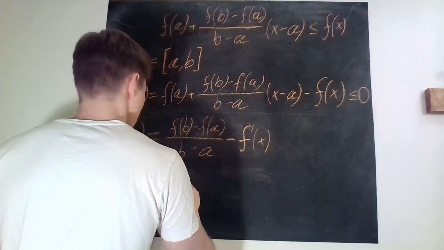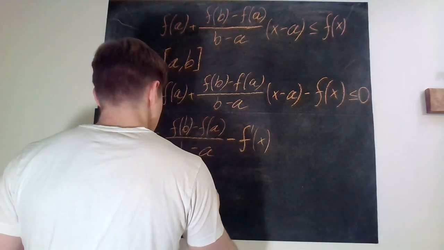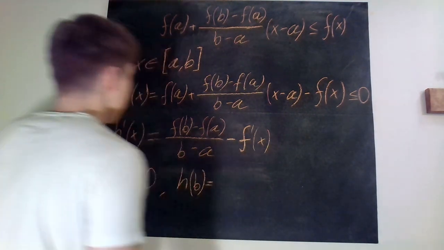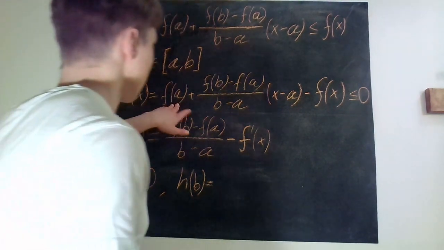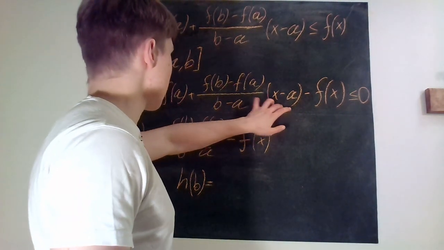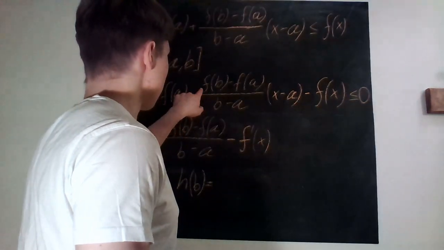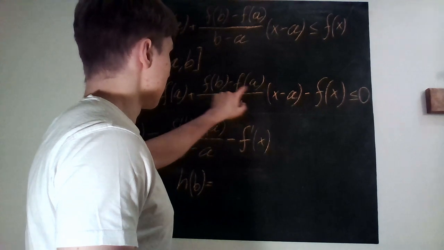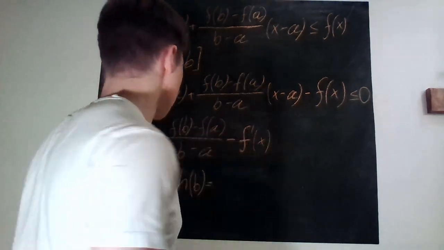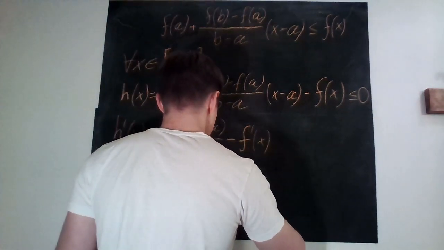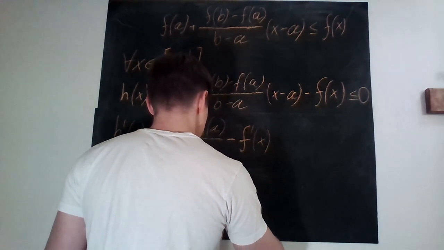And we also look at h of b. What is that? Okay, so then this thing here stays the same, and then we have b minus a, so these two disappear. And then we have f of a plus f of b minus f of a minus f of b. So this thing here is also 0.